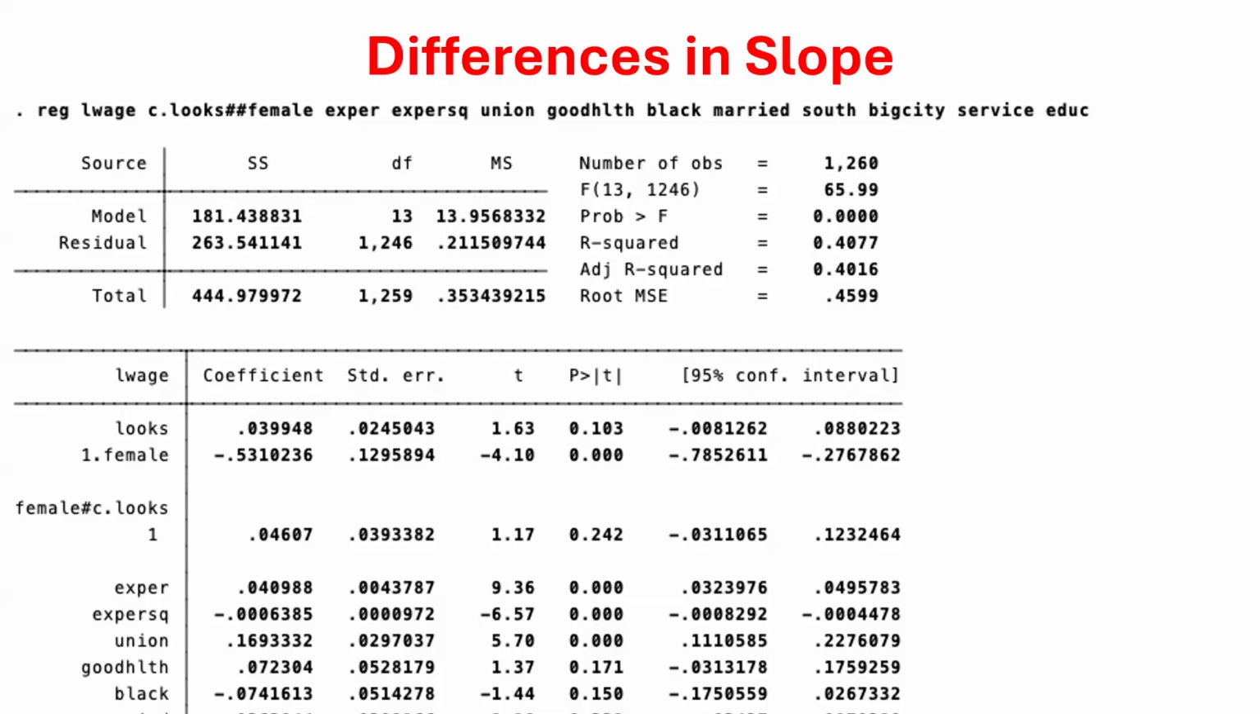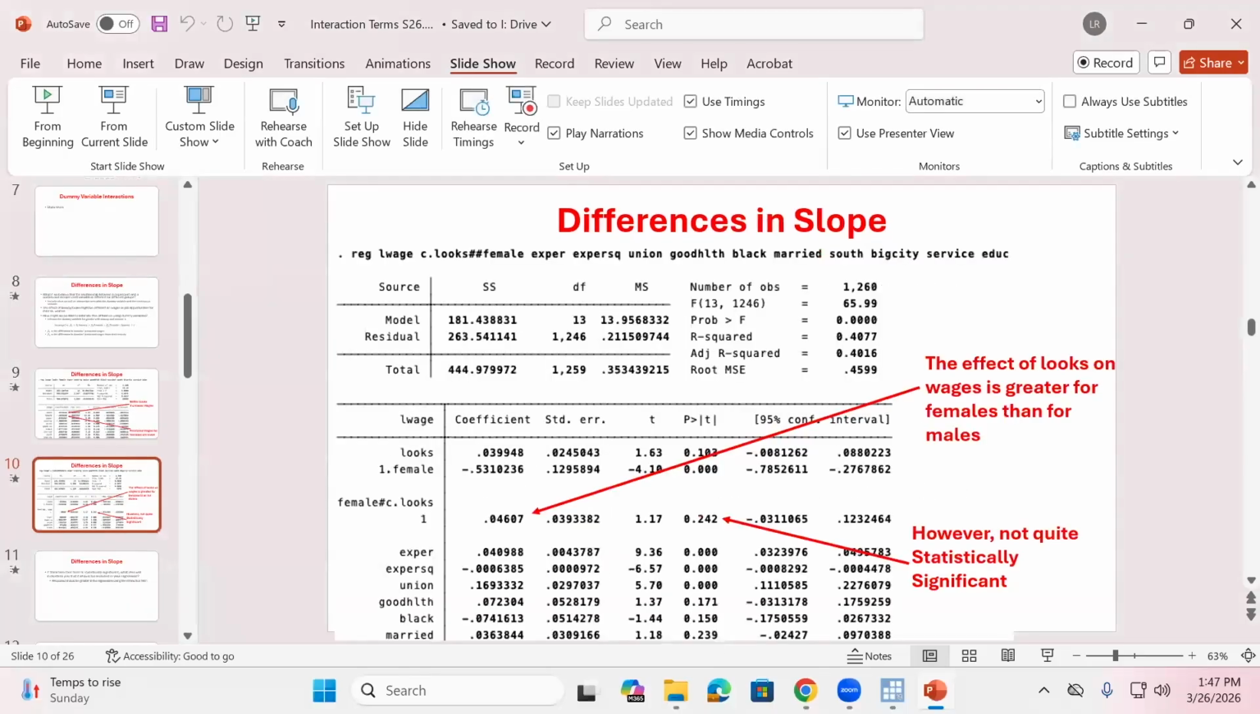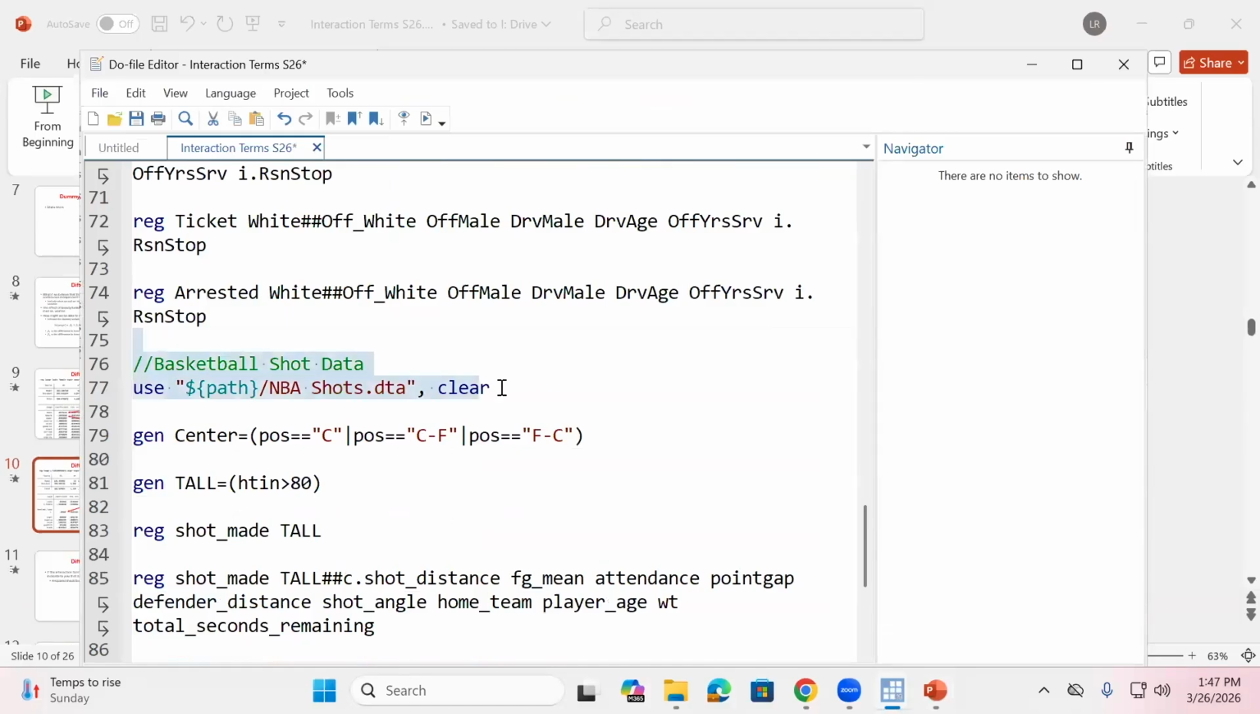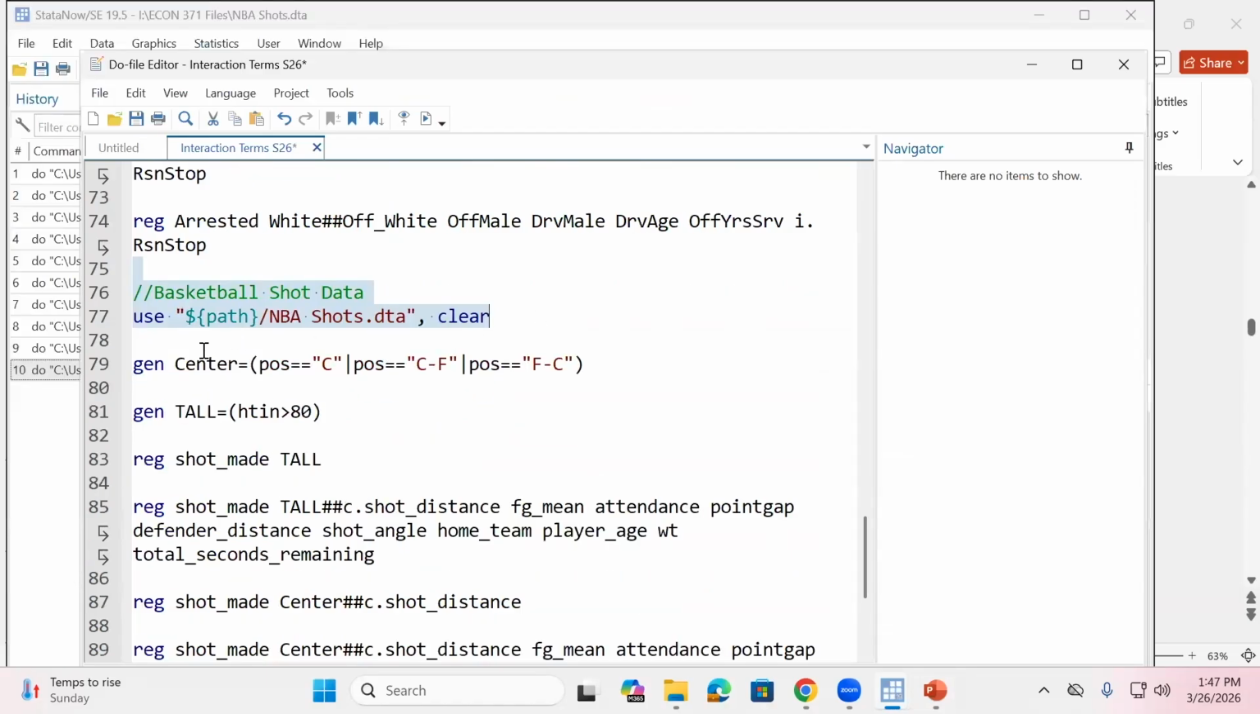All right. So I have a March Madness example here for today. So we'll come down here. I've got this NBA shots data. Hopefully I have it correctly on my OneDrive. Yeah. So here I could do this two different ways. I think I'm just going to do the tall one, just for the sake of time. So I'm going to create this indicator for whether or not an NBA player was tall.